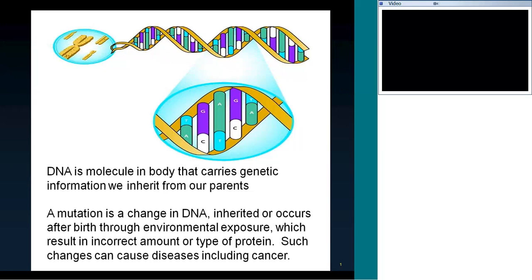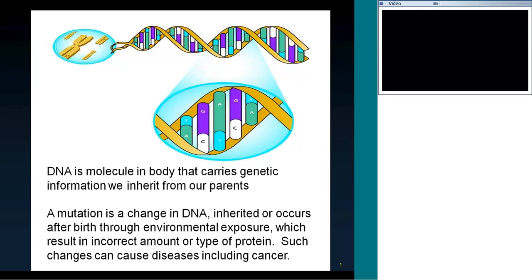DNA, the actual information that is contained within the DNA. And we understand that DNA is a molecule in the body which carries genetic information that we inherit from our parents. Now, a mutation is a change in the DNA which can either be inherited, that we get from our mother or our father, or it can occur after birth through environmental exposure to things like tobacco smoke or foods, or just because of aging.